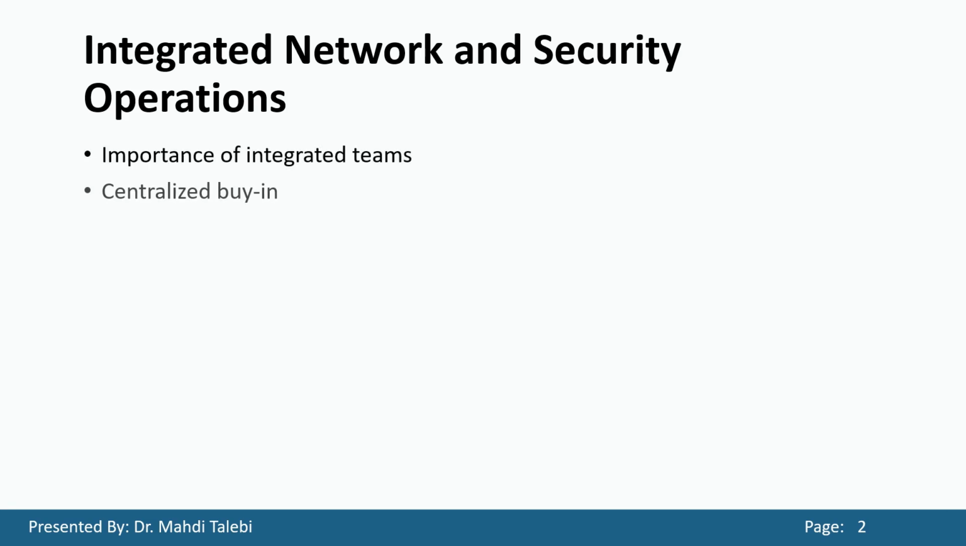The operationalization of zero trust largely depends on how closely integrated an organization's network and security operations teams are. A seamless and cooperative relationship between these teams is pivotal in executing a successful zero trust strategy. Centralized buy-in across both teams creates a unified approach, facilitating a smoother journey towards a zero trust architecture. This holistic view is essential in tackling the multifaceted challenges that arise during the zero trust implementation process.